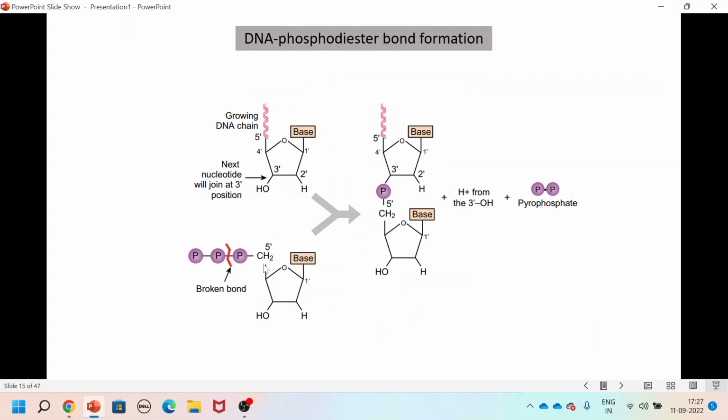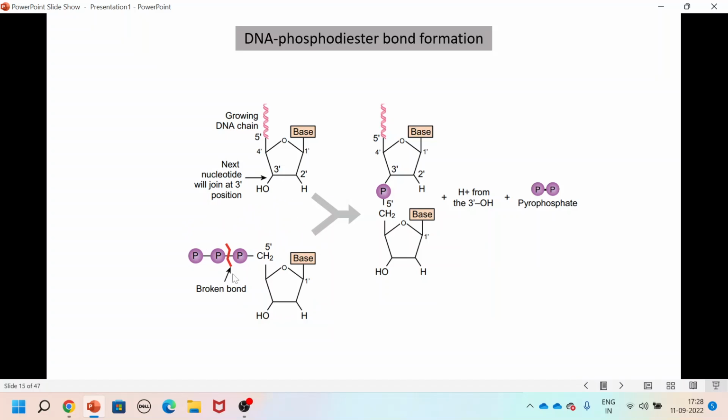So during DNA replication, what happens is that there is a formation of a DNA phosphodiester bond. In DNA, we all know that the sugar present is the deoxy sugar, in which the 2' does not have an OH group. Instead, it has a normal hydrogen group. But the 3' end has the OH group, and it is the position where the next nucleotide will come and bind.